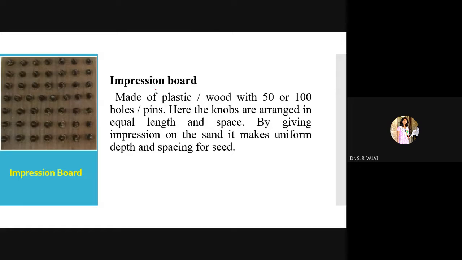Now next is the impression board. See, this is the impression board. It is made up of either plastic or wood, and it again consists of 50 to 100 holes. This is just like your previous plate. Here the knobs are arranged in equal length. Here you can see the length of this is equal, right? All the knobs have equal length, and the space between them is also equal. So by giving the impression on the sand, it makes uniform depth and spacing for seeds.